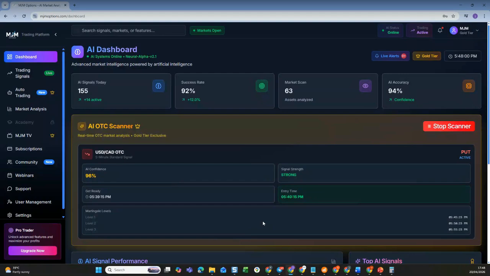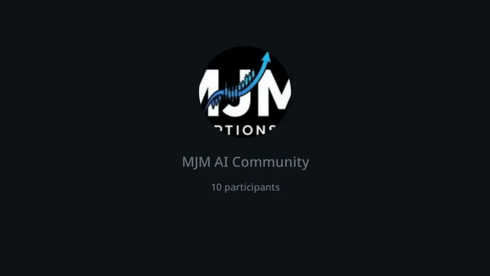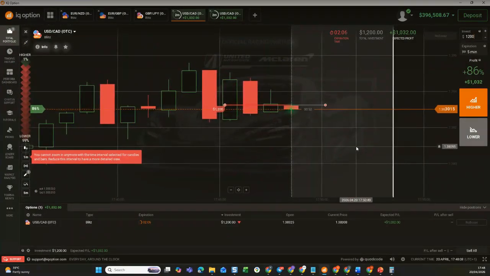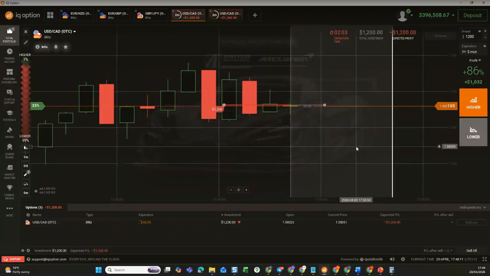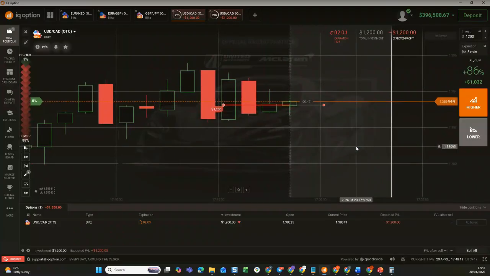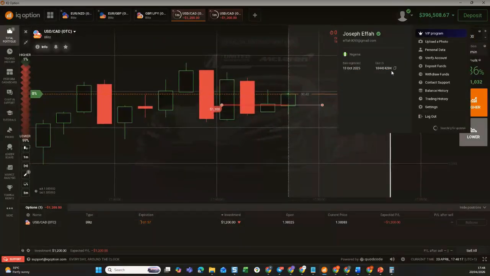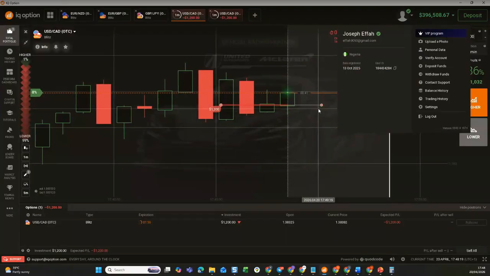Now, the second step is for you to register on the trading platform, which is IQ Options. Make sure you register with our link. And after you've done that, you go to your profile, copy your user ID, and send the user ID to me. That's the second step.